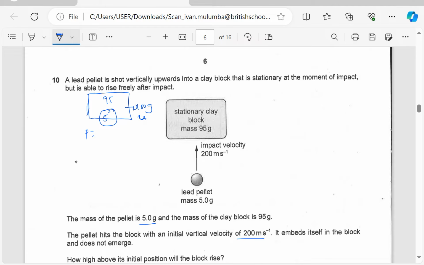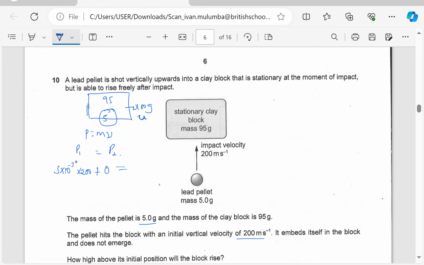So momentum is mass times velocity, and I'm using conservation of momentum. Total momentum before the collision should be equal to total momentum after the collision. But before the collision, it is only the pellet which was moving. So total momentum before is going to be 5 times 10 to the power of minus 3, that is the mass of the pellet, times its speed, which is 200, plus the other one was stationary, so I'll just put 0. That's the total momentum before the collision.